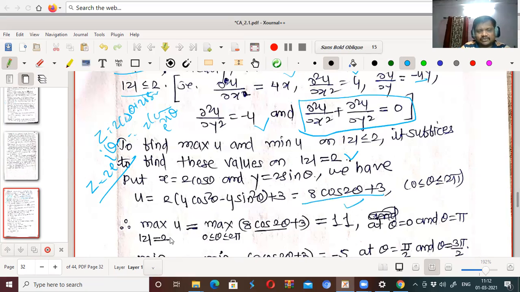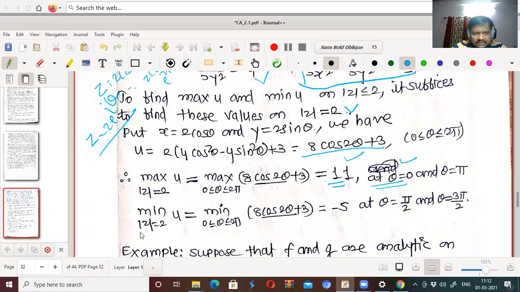So the maximum value of u over mod z equal to 2 is the maximum value of 8 cos 2 theta plus 3 for theta belonging to 0 to 2 pi, which is equal to 11, and it occurs at theta equal to 0, because for theta equal to 0, cos 2 theta will be 1. 8 plus 3 is 11. In all other cases, it is less than 1, so 8 times something less than 1 plus 3 will be less than 11.